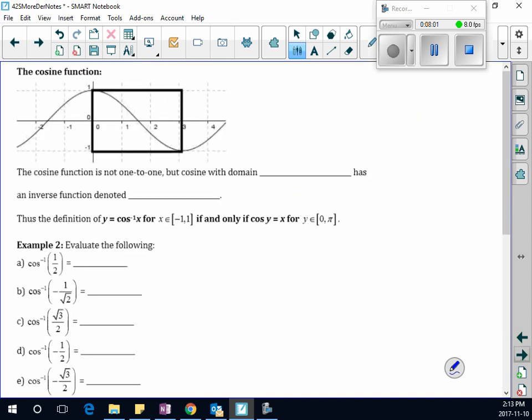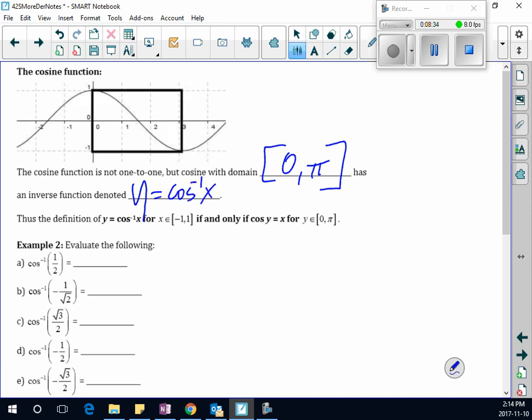The cosine function, I have to restrict the domain a little differently, because if I did negative pi over 2 to pi over 2, it wouldn't pass. Again, I'll repeat: cosine, I can't restrict it from negative pi over 2 to pi over 2 because it would still fail the horizontal line test. So I have to restrict it from 0 to pi. And of course, this is y equals inverse cos of x.